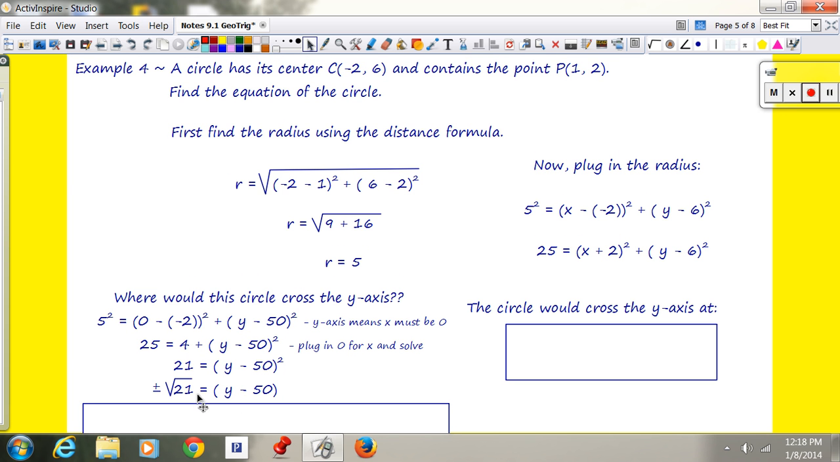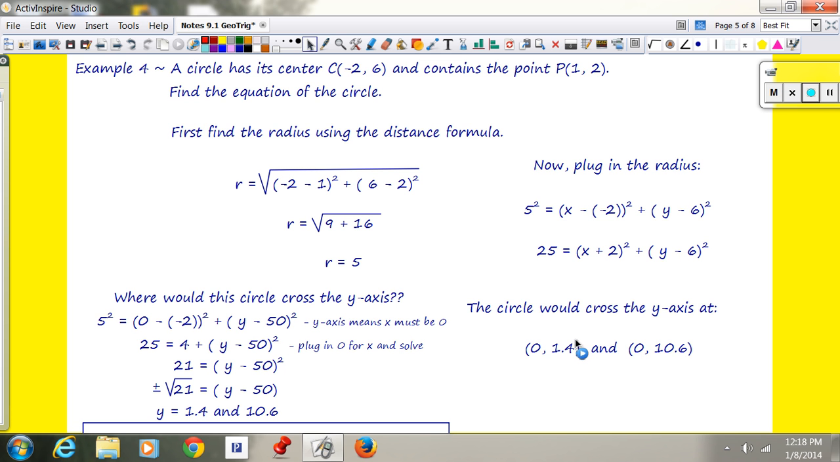And then plus or minus radical 21. And then you're going to get 1.4 and 10.6 when you add 6 to both sides. So the circle would cross at 0, 1.4 is one of the places it would touch. And it would also touch at 0, 10.6. So when you graph that circle, it would cross the y-axis at those 2 points. And again, you can pause it if you need to.